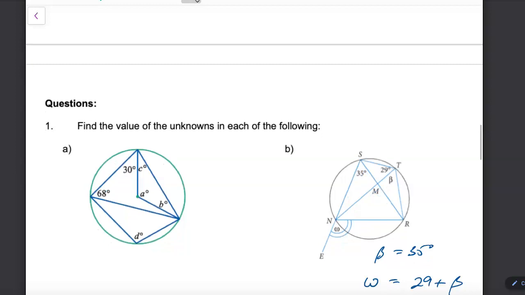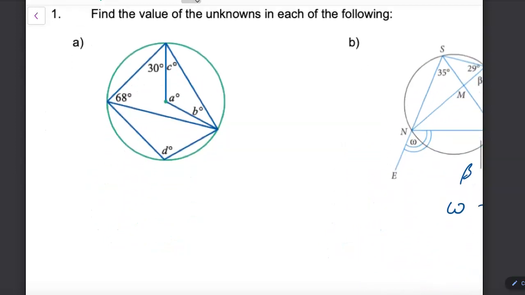So we're going to have a look at a question now. We're going to look at question 1a, finding the value of the unknowns in this, and we're going to give some reasons behind each of them. Taking a look at this circle, I can see that I've got a centre point and some radii coming off it, and I've got a triangle that's formed with a chord there. From this chord that I'm highlighting in pink, we can call that arc AB, or that chord AB. From that arc, we've got an angle that's been created, 68 degrees.